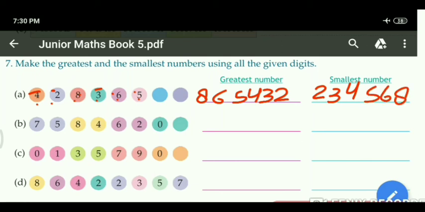Okay, so here the required numbers would be 2,34,568 as the smallest number, and 8,65,432 as the greatest number. Now the B part. Here see which is the biggest number, 8. 8 after 7, 7 after 6, 6 after 5, 5 after 4, 4 after 2 and 2 after 0 it is given.